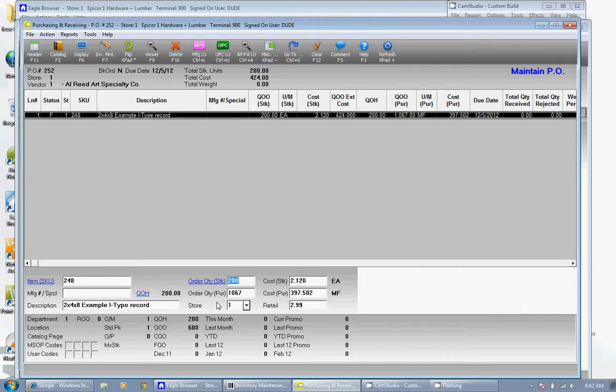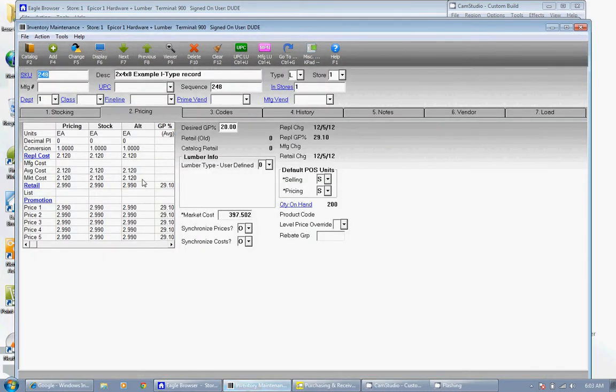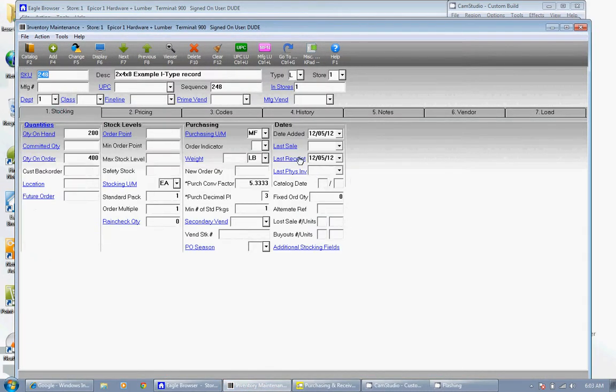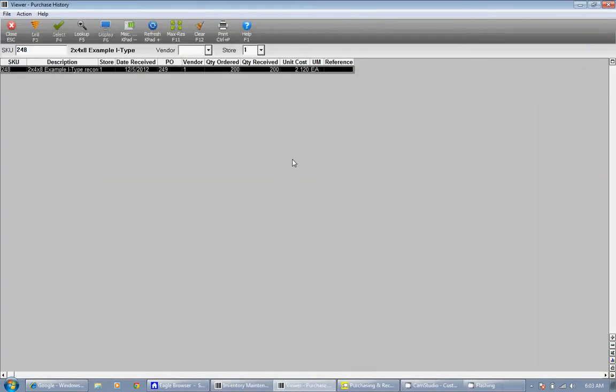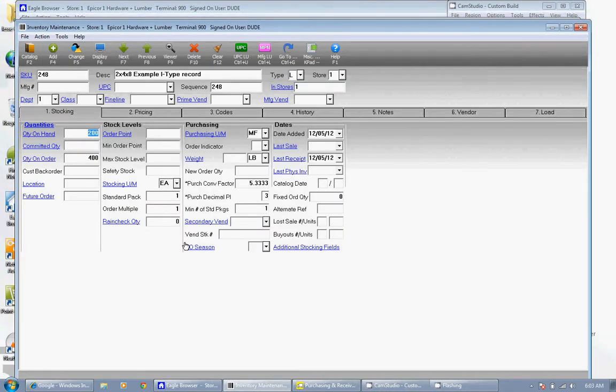It has nothing to do with the pricing tab. Now, an important consideration for lumber dealers is that very often they want to see the purchase history in 1,000 board feet for lumber items. And as I go back to the inventory maintenance stocking tab and display the quantity received and the purchase history, unfortunately that's not going to be the case. So I'm going to close this. That setup doesn't affect the purchase history to be able to see that in 1,000 board feet.